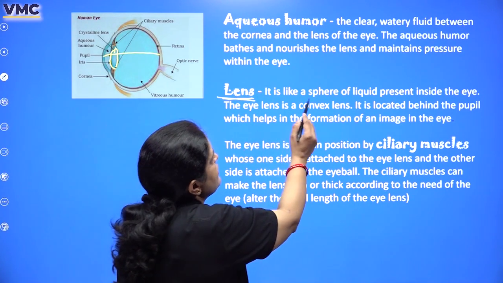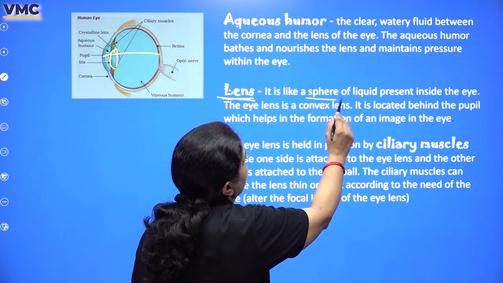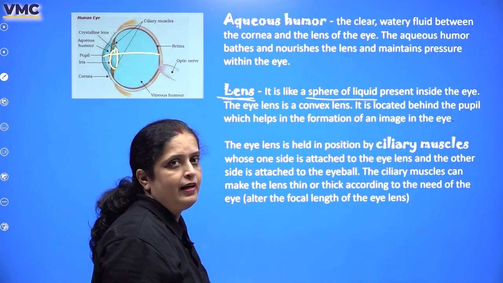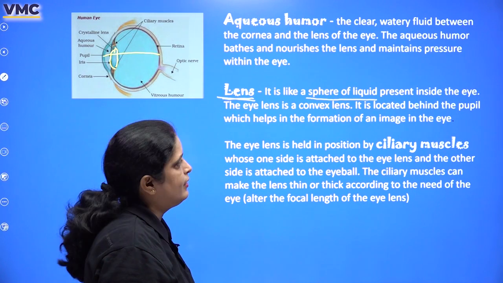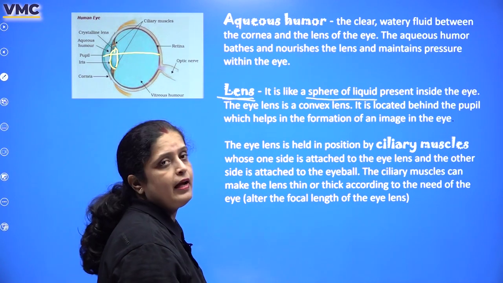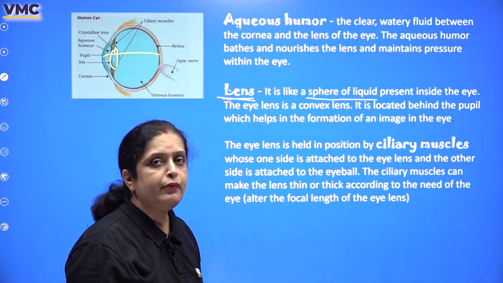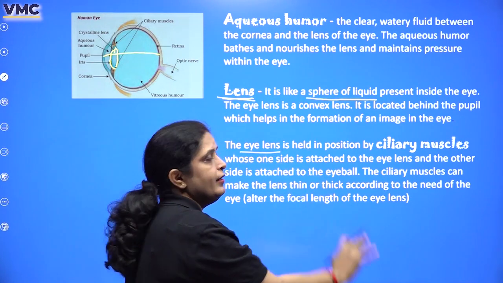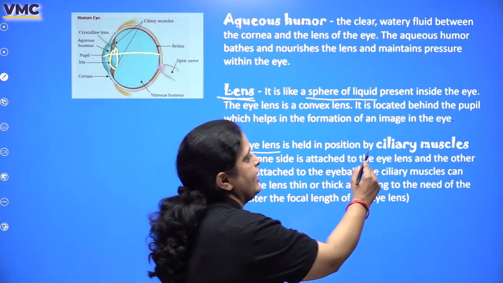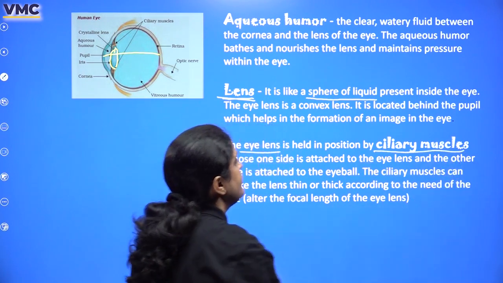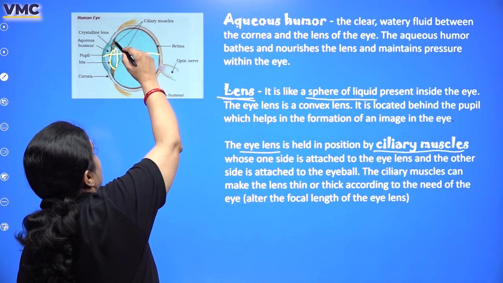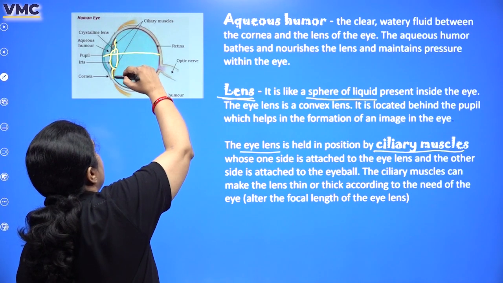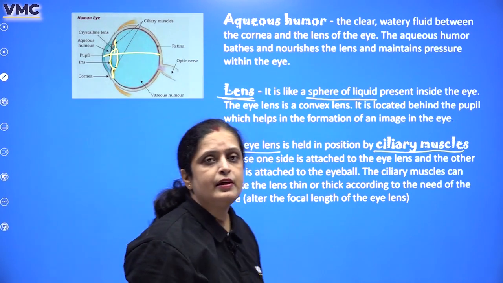So the lens is like a sphere of liquid present inside the eye. It's a crystalline lens, right? And it converges the light to fall on the retina, which is the screen, right? But how does the eye lens stay in its place? It is held in its position with the help of ciliary muscles, right? The muscles that are associated with the lens are known as ciliary muscles.